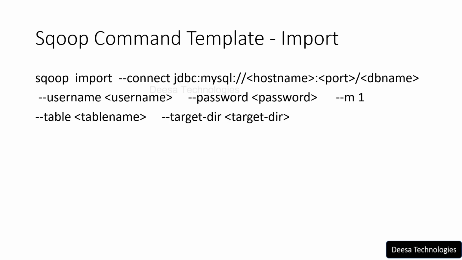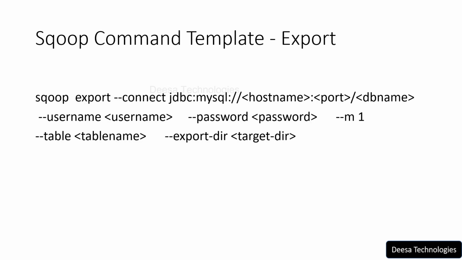Then we give the table name. Table is which table you want to import, and target directory is where you want to import that data. This is an HDFS location. So this is a basic template of the Sqoop import. It's very similar to this, we also have the export. Now, if you see here, the only change is basically sqoop export. Earlier we had import.